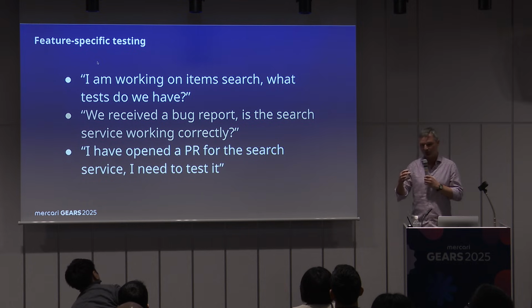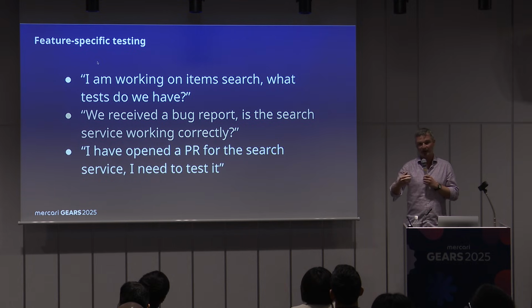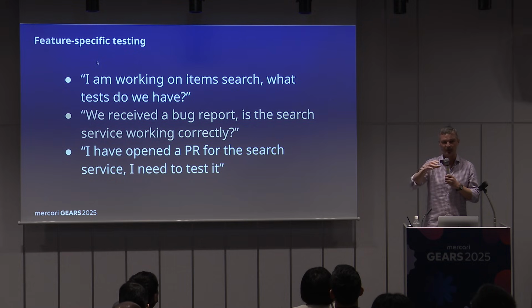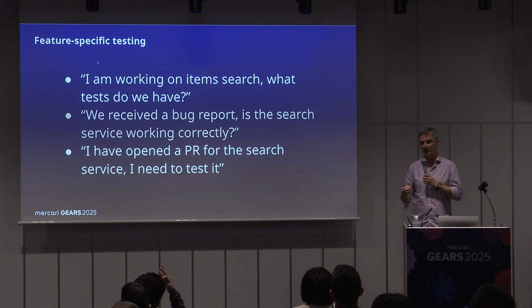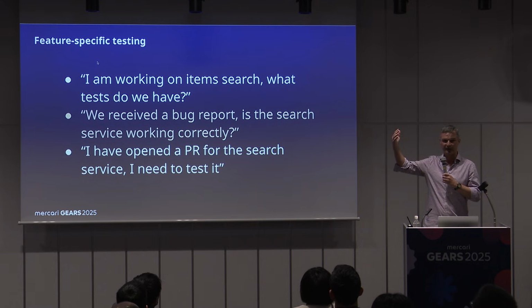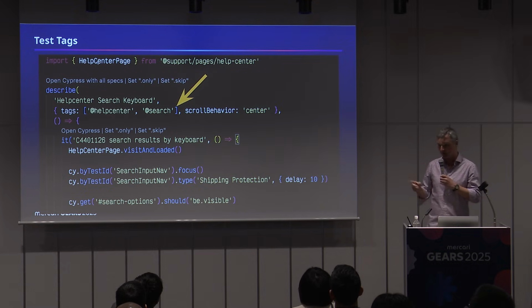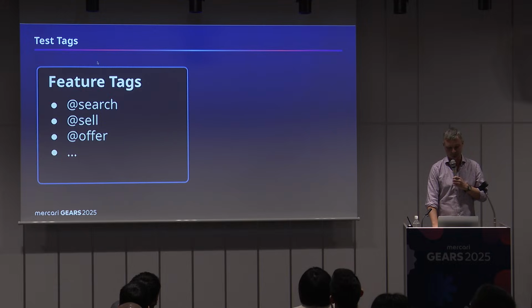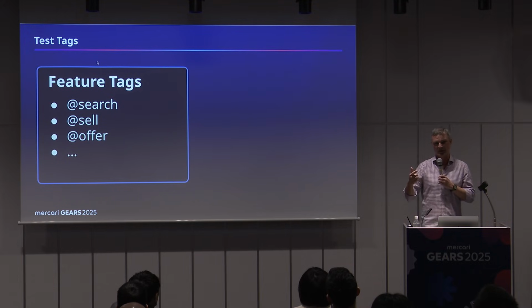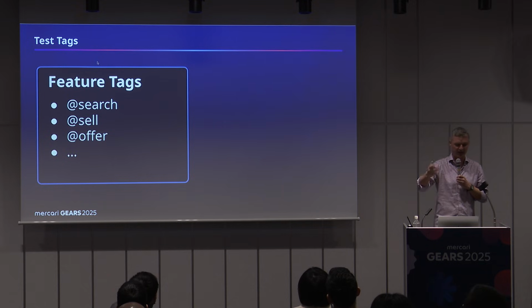And if you're working on a particular PR, even if it's not front-end related, maybe a back-end PR, it's still probably related to some particular feature that maps to some particular test tag. This is why these tags are extremely important, because they're easy to search and easy to use. We use feature tags like search, help center, profile, sell, account.